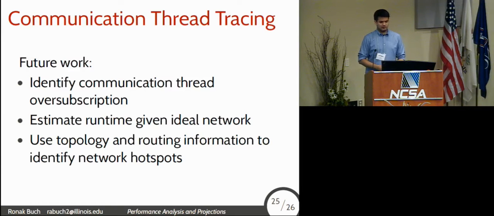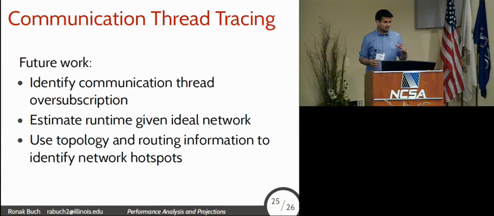One thing is to identify communication thread oversubscription. As I said before, we use this to get very detailed network analytics, and we do this by ignoring the rest of the logs other than the communication thread logs. But if we add in the other logs, now we can see the total message pathway from a particular PE to its communication thread, across the network to the other communication thread, to the final PE. So getting this sort of thing will let us see if communication threads are oversubscribed.